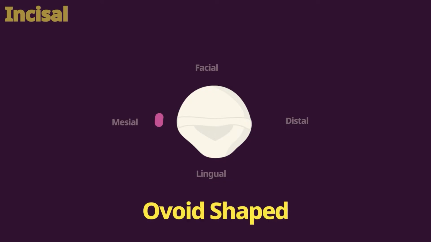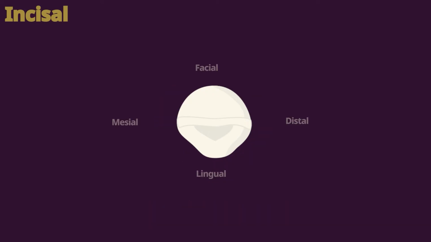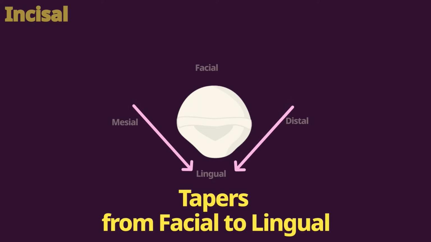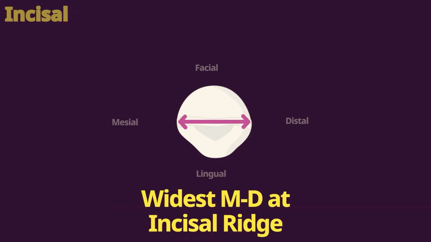From the incisal, the shape is somewhat ovoid shaped, but there's still that tapering toward the cingulum from the incisal ridge. The mesial distal dimensions are larger than the facial lingual dimensions for most maxillary lateral incisors, but there might be some variation where they're going to be very similar or the same. This tooth is widest mesial distally at the incisal ridge.